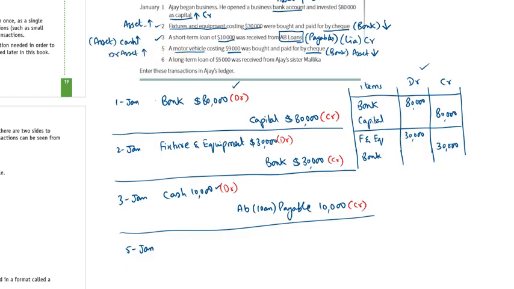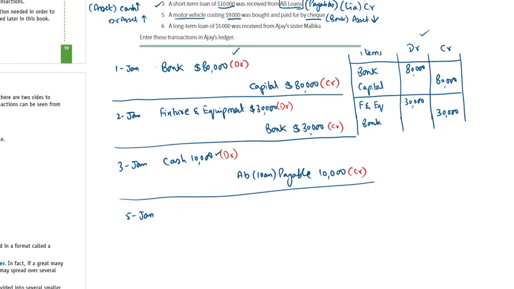What's the head of asset? What's the name of the accounting sub head we will use in asset? That is the motor vehicle account. So I will debit the motor vehicle.